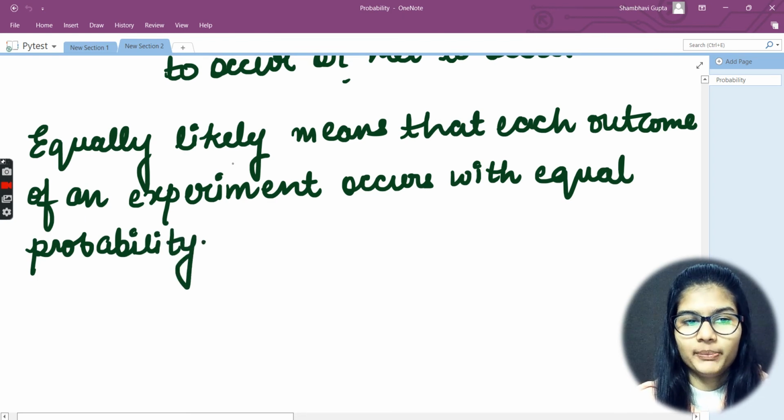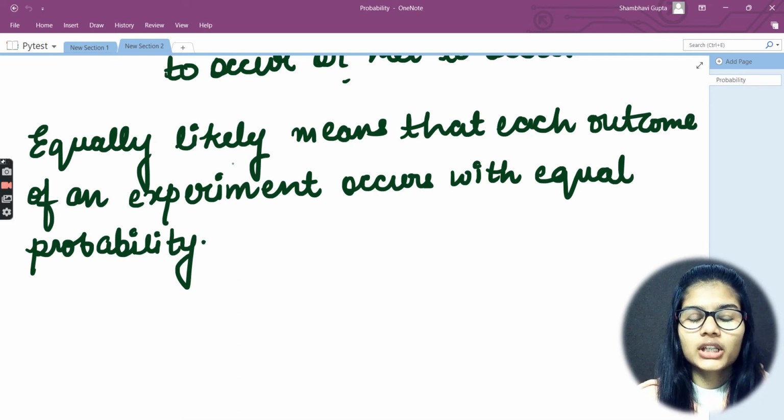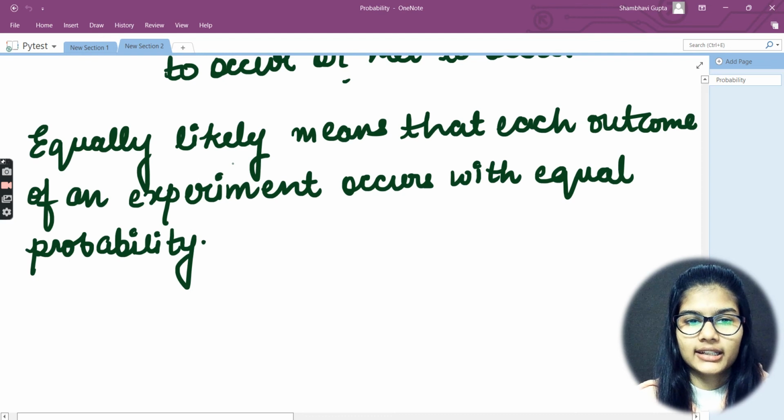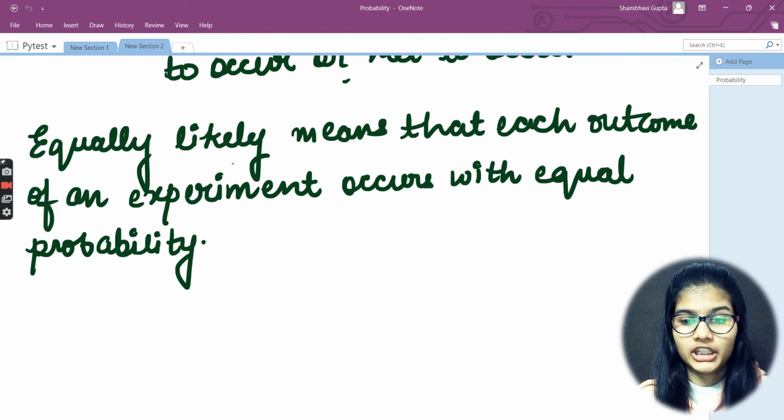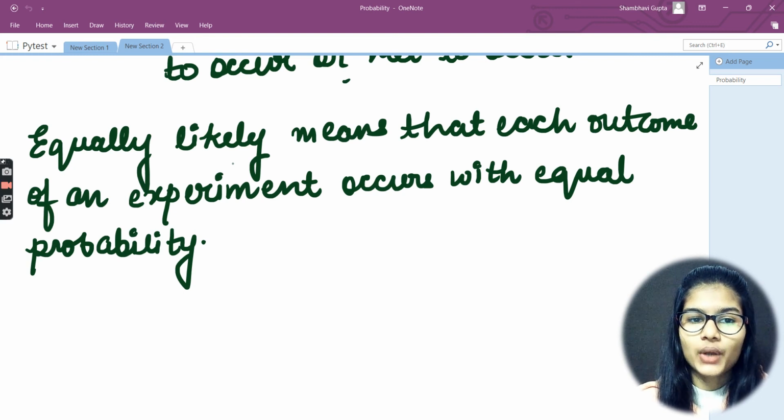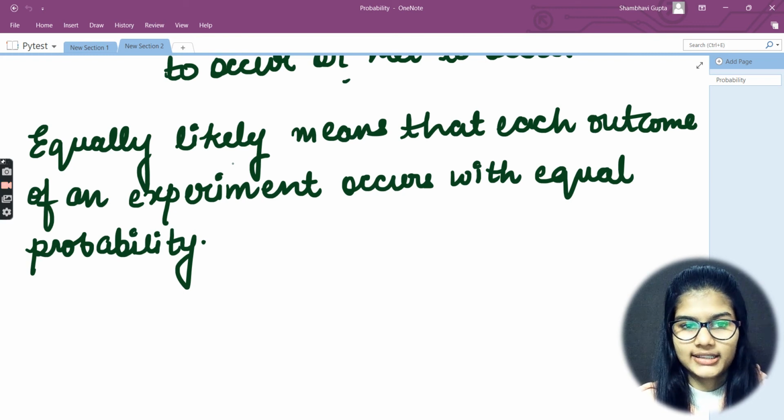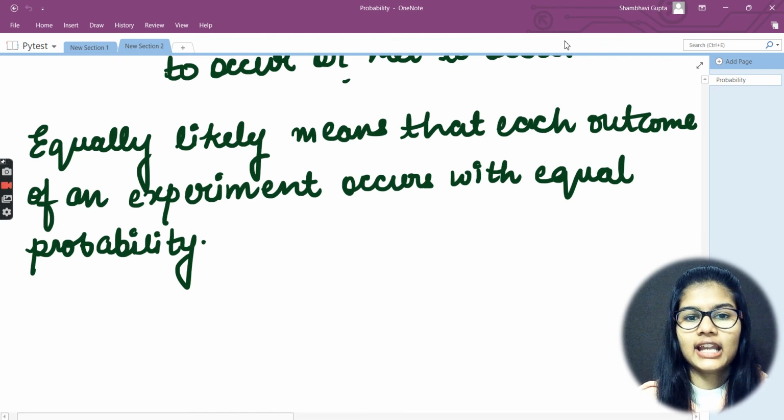So whenever we are flipping a coin a number of times, let's say 2000 or 20,000 times, the probability for the respective event is going to be equally likely. It means that the respective outcome of an experiment occurs with equal probability. That number of times the head can occur, and that number of times the head can't occur as well. These two are the equal probabilities for the example I mentioned above. I hope it is clear how equally likely is defined.